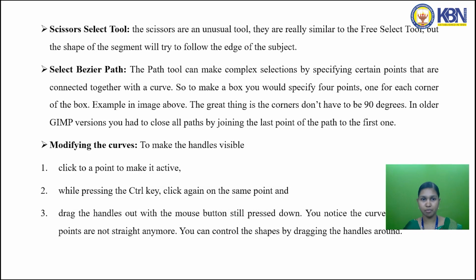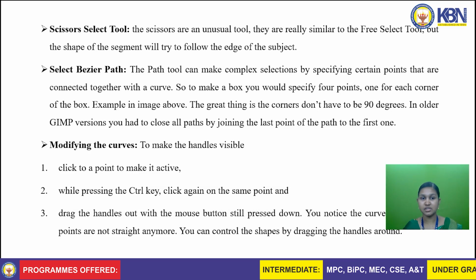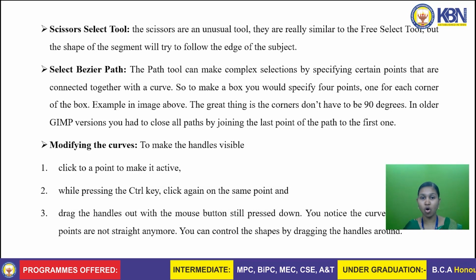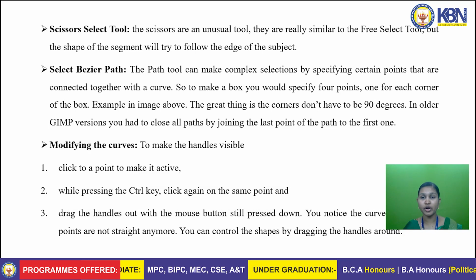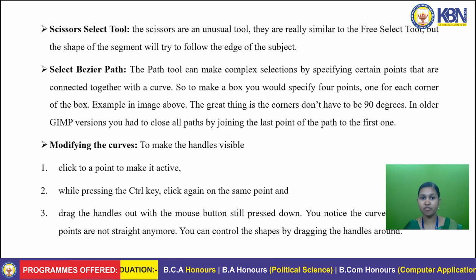Now the Bezier path. This path has certain points connected together with a curve. This box has 4 points, one from each corner. The corners do not have any 90 degrees. They do not have any angles. Okay, the GIMP version closes all paths by joining the last point of the path to the first one. Okay, what is the last point? Whenever you end the image or drawing a particular line, the path will be stopped at the first one.